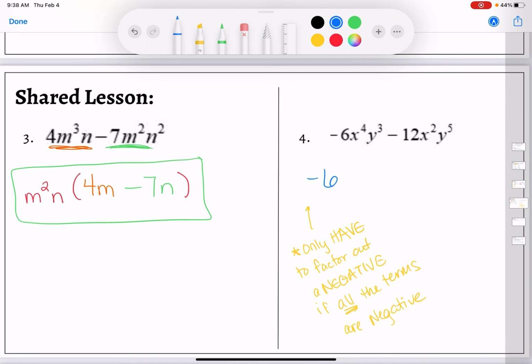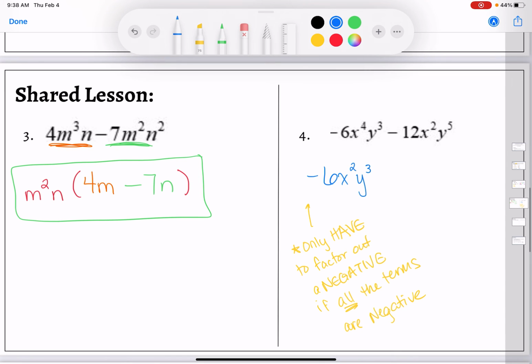All right, so negative 6 definitely, but now let's look at our variables. I have 4 x's in the first term, 2 x's in the second, so I can take 2 x's out. They both have at least 2. I have 3 y's in the first, 5 y's in the second, so I can take a y to the third out. They have at least 3.